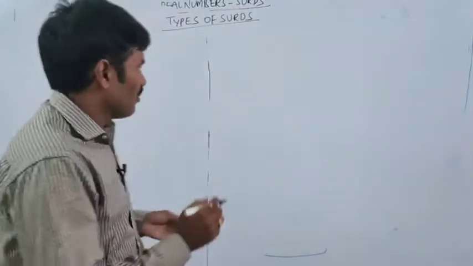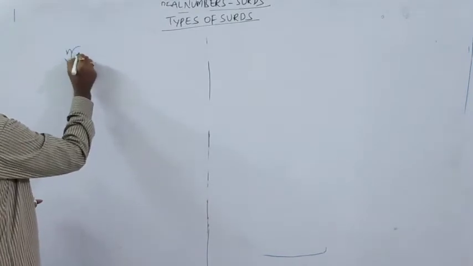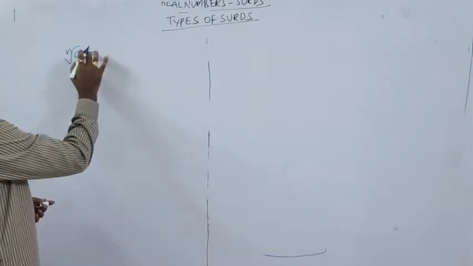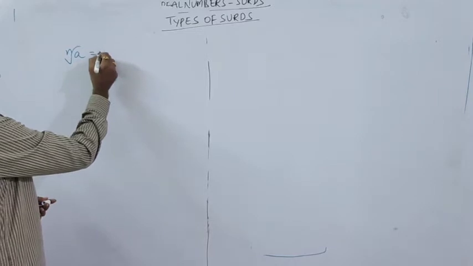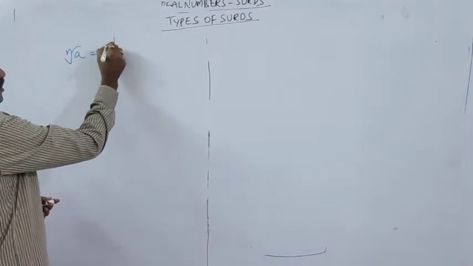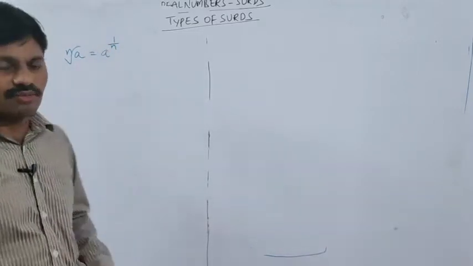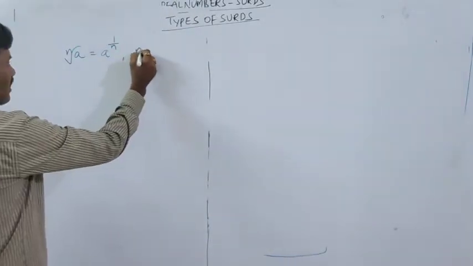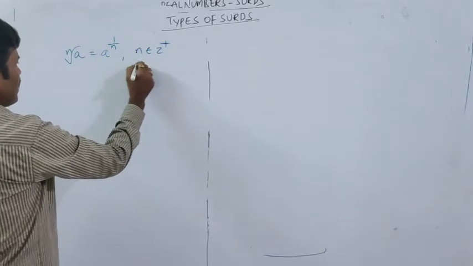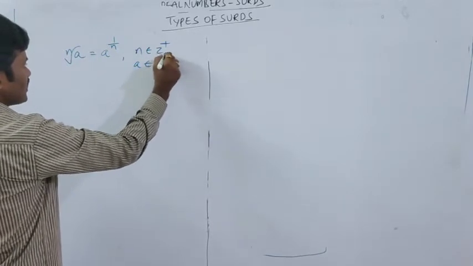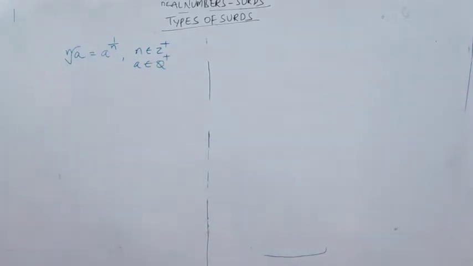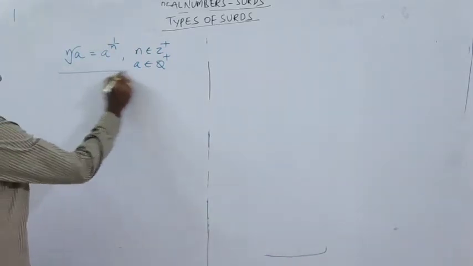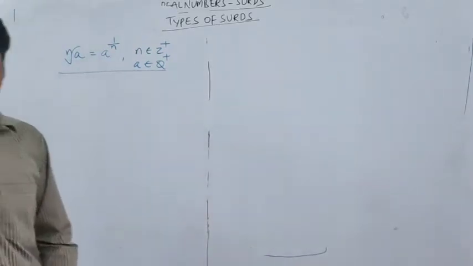Then here, nth root a, how to express nth root a? We can express this in an exponential form like this: a to the power of 1 by n. Here what is n? n is a positive integer. What is a? a is a positive rational number. This is about the definition of set.